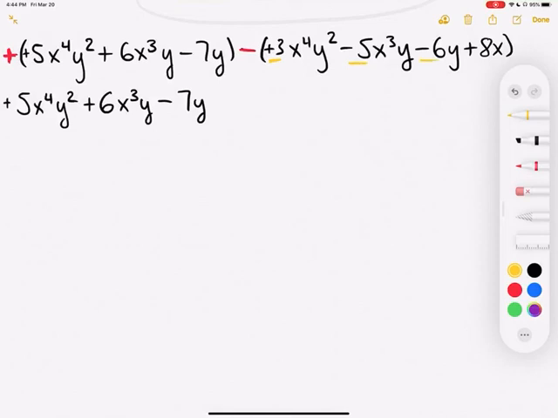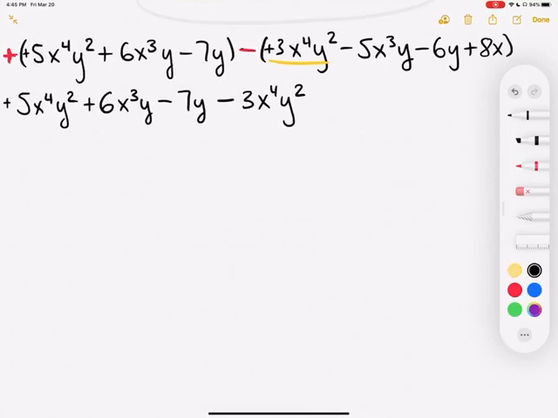The third sign is going to be a negative, that's a negative 6. And the last one's a positive 8. So what a negative sign means in front of the parenthesis is that everything is going to change its original sign. So the first term, instead of being positive 3x to the power 4y squared, this is going to become negative 3x fourth y squared. So that's changing the first sign of the first term in the second parenthesis.